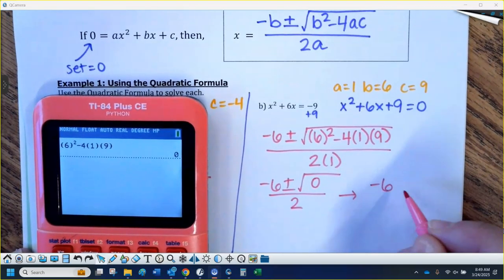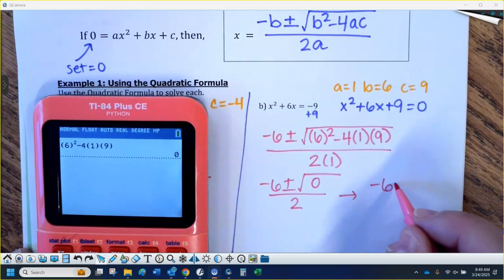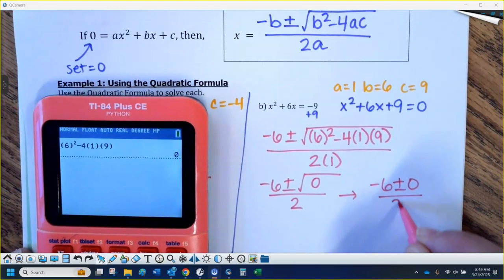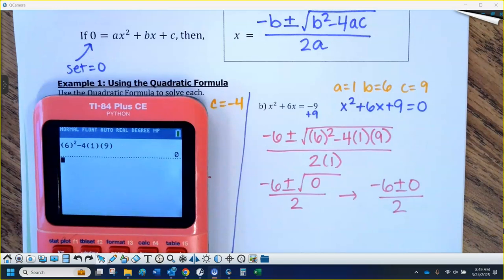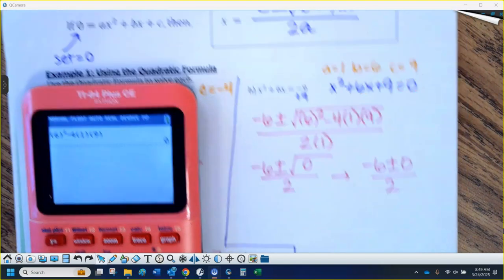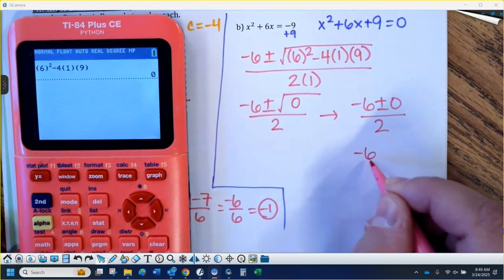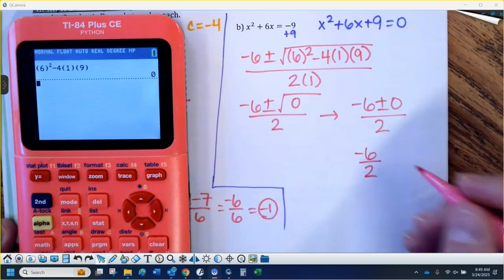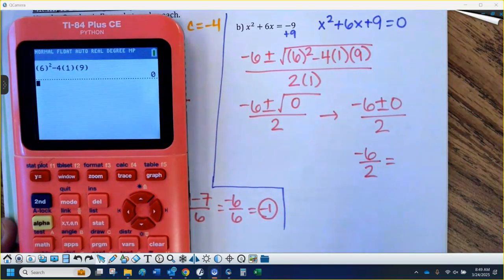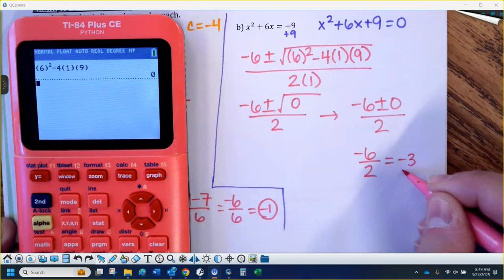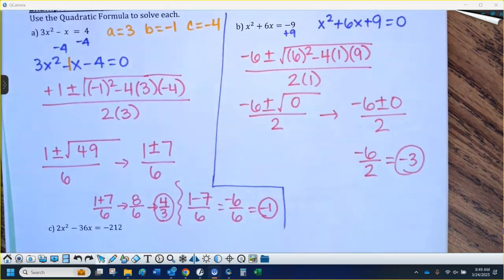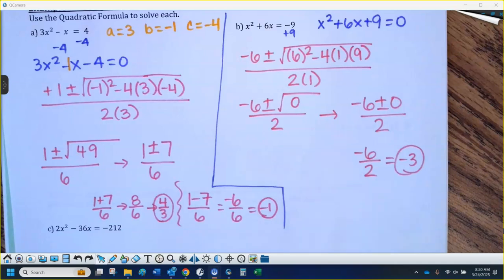Anybody know square root of 0? 0. Okay, now this is kind of weird. So if I did -6 plus 0, or if I did -6 minus 0, it would be exactly the same thing. So what this means, this question just has one answer. So this would just be literally -6 over 2. Because if I add 0 to -6 or subtract 0 from -6, exactly the same thing. So that should just be -3. That would be a case if we were to graph that, just the vertex would touch the x-axis.